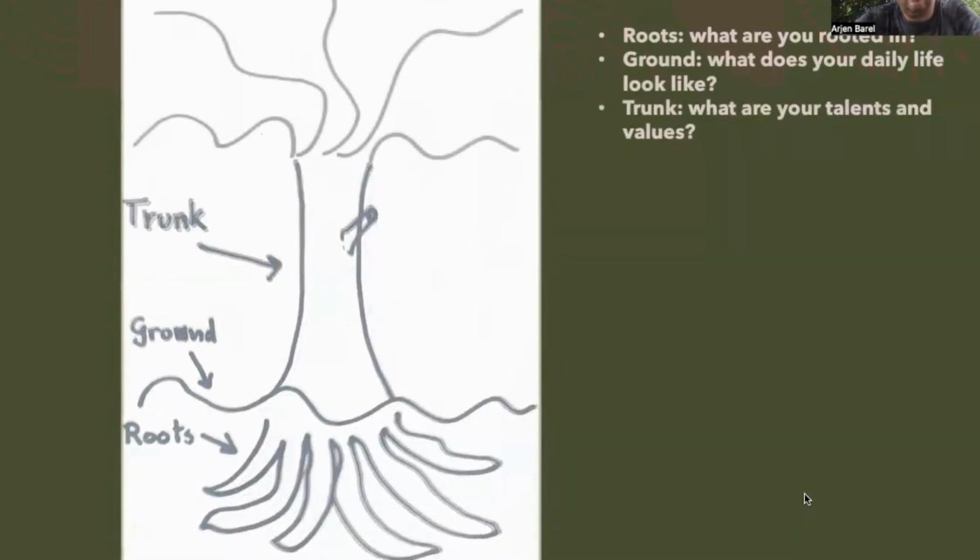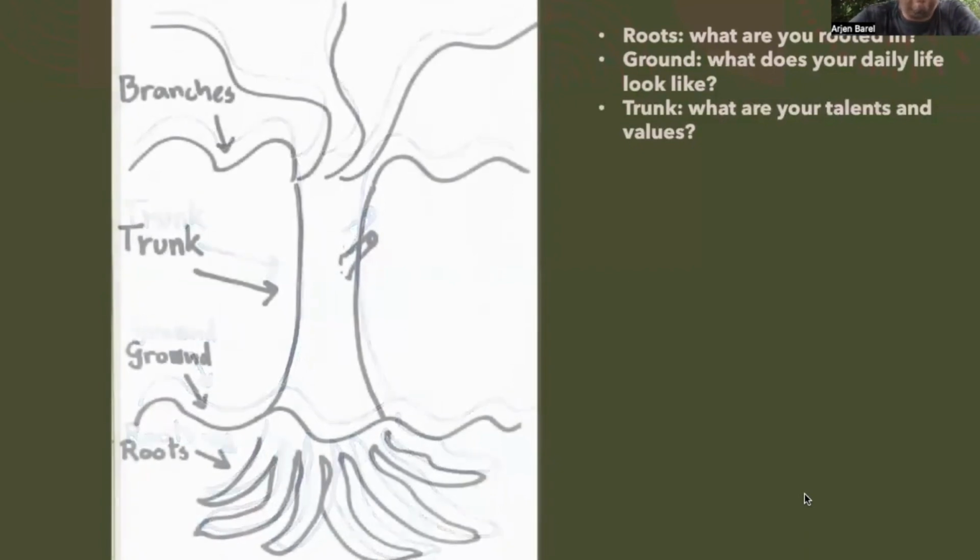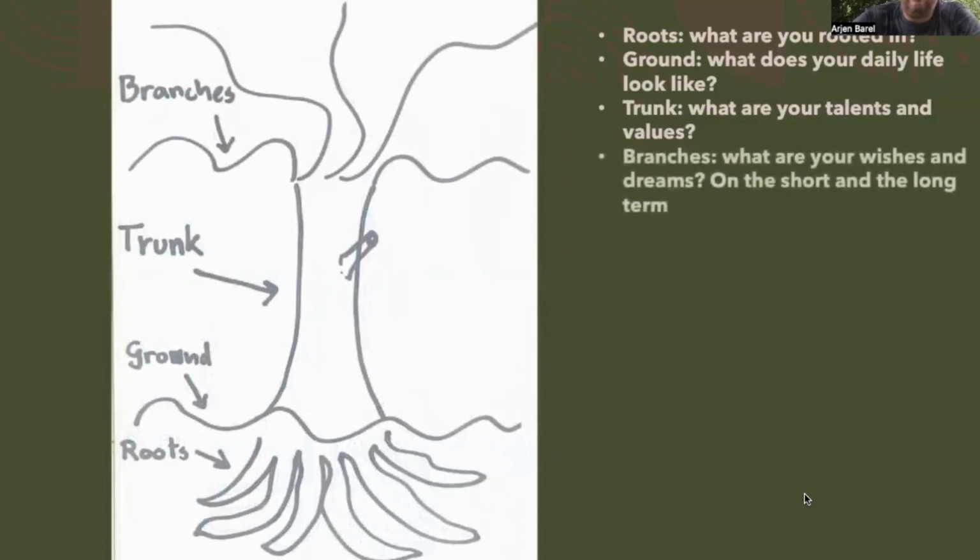On this trunk, you draw the branches. And in these branches, you write down your wishes and your dreams, on the long term and on the short term. It's important that you do both. It shouldn't be all abstract, like have a happy life, etc. It can also be passing your exams or something like that.